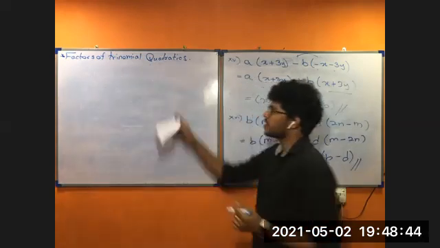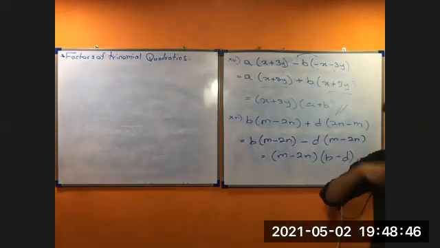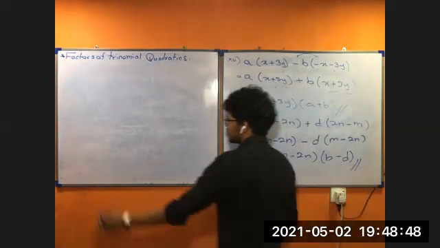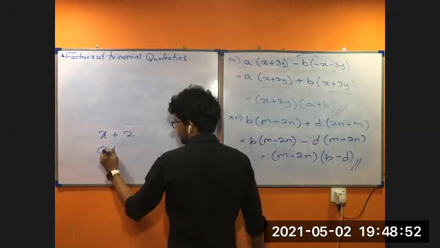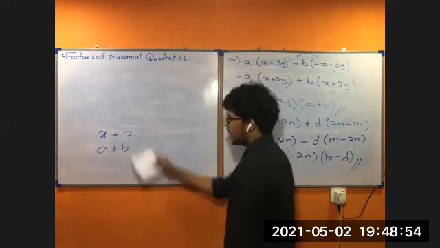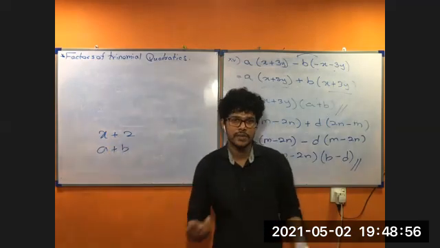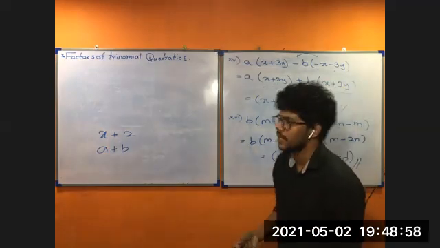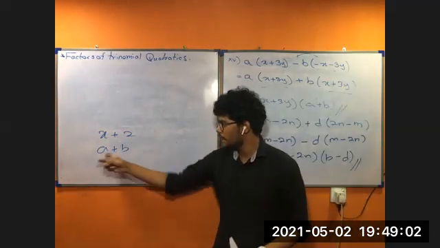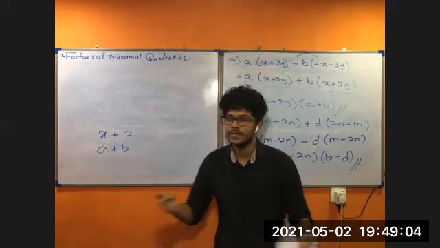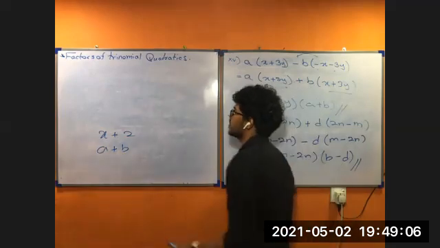Now, what are trinomials? So last week we did binomials. Binomials means there's going to be two types of terms, like x plus 2 or a plus b. So these are binomials. Trinomials means there are three types of terms, right? Like ax plus 2 plus y or a plus b plus c. So three types of terms that cannot be added to each other.